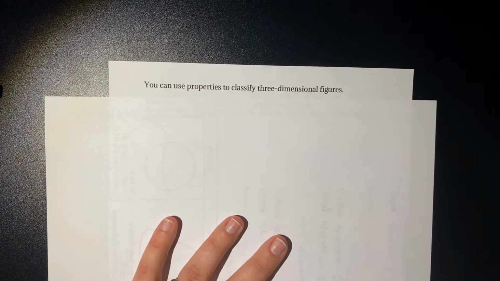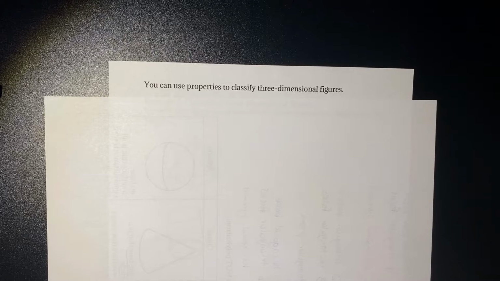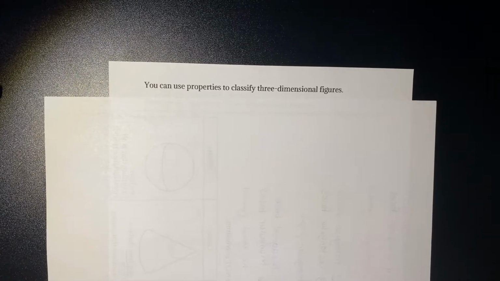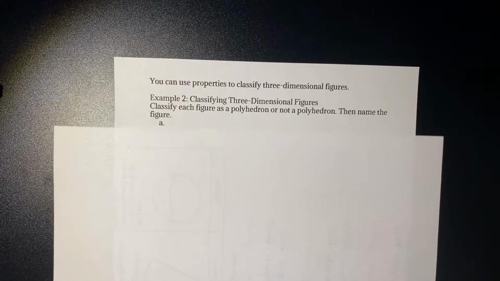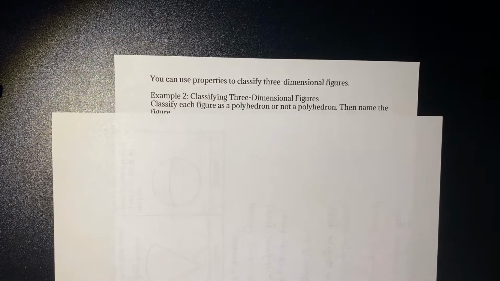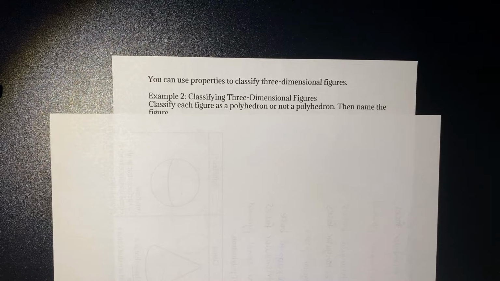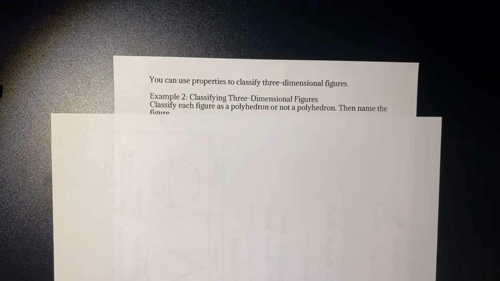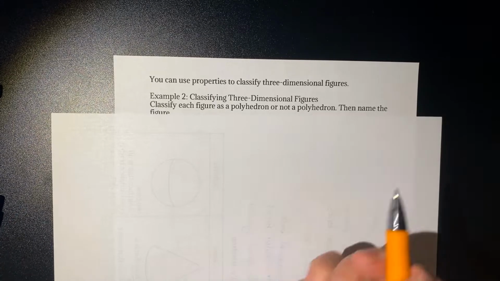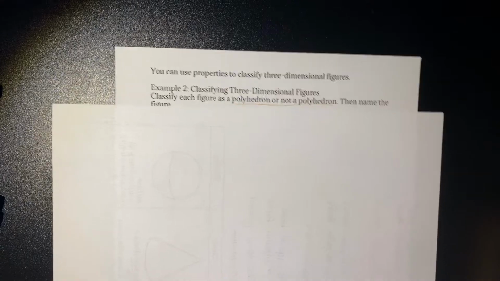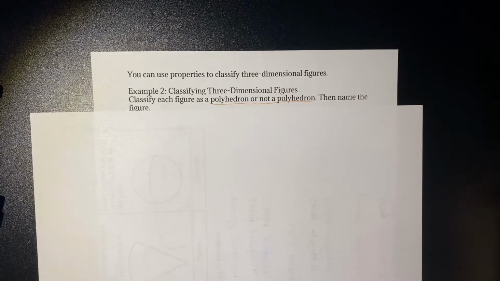Okay. The last thing is that it says you can use properties to classify our 3-dimensional figures. So that's what we're going to do right now. It says classify each figure as a polyhedron or not a polyhedron, then name the figure. So first thing we need to do is tell if it's a polyhedron or not a polyhedron. And then we need to give our figure a name.